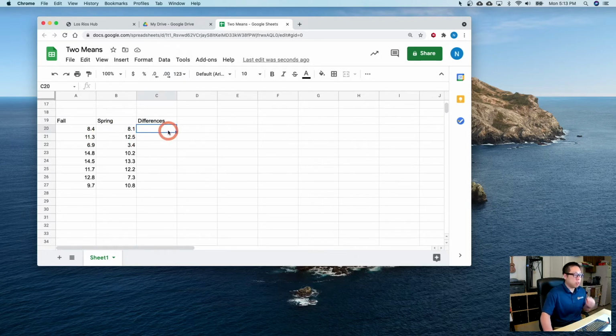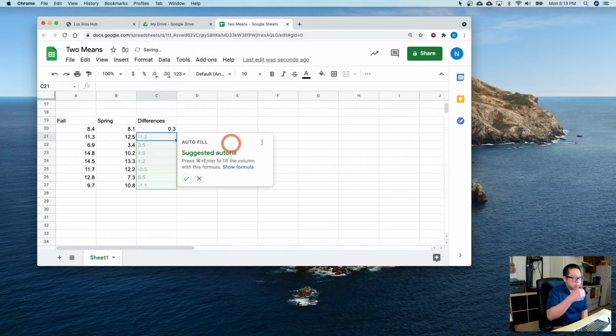And the easy way to do this is to set up that first box. Anytime you want Google Sheets to do a calculation, you always have to start off with equals. So equals, and I want to do 8.4 minus 8.1. I'm not going to type that in, I'm going to click. So equals, and then I'm going to click 8.4 minus 8.1. And then I'll hit enter.